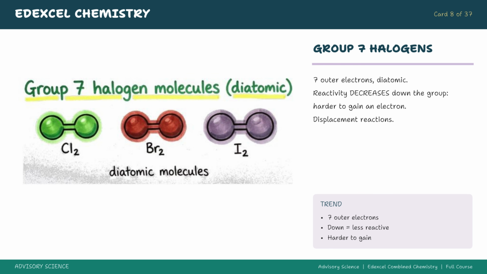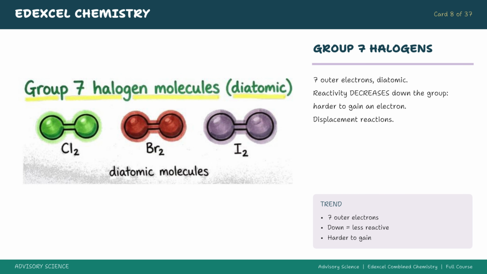Halogens. Group 7 halogens all have 7 outer electrons and exist as diatomic molecules, Cl2, Br2, and I2. At room temperature, chlorine is a green gas. Bromine is an orange liquid, and iodine is a grey solid.